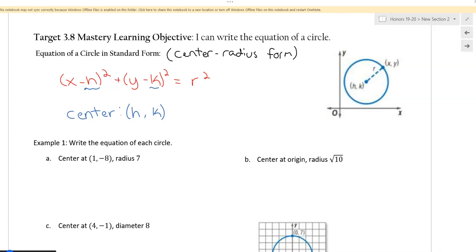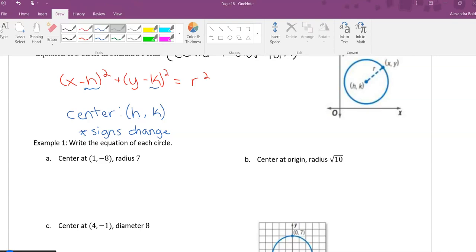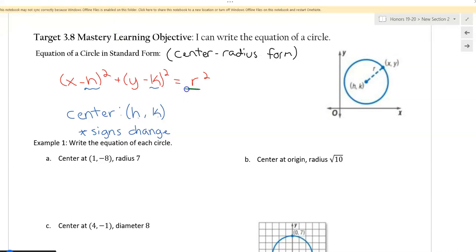One thing to notice is that the signs change. Right? It was minus, but it's positive. It's minus, but it's positive. Okay, so whatever it is, the signs change. They are opposite of what they were. Okay? And then here is our radius.